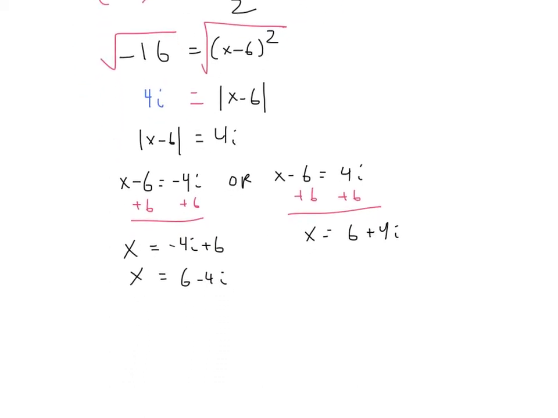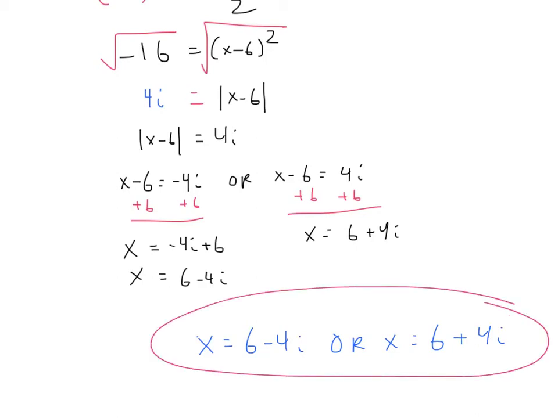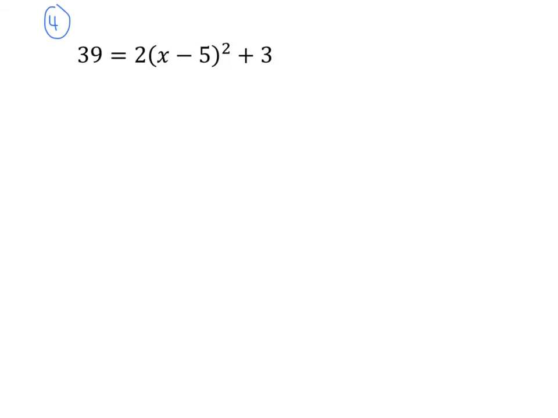Okay. So your final answer, let me rewrite it here so you can see, is two complex numbers: x could be equal to 6 minus 4i, or x could be equal to 6 plus 4i. Right? These are our two possible values for x. All right, I'm going to do this one with you, and then the last one you're going to finish up on your own.